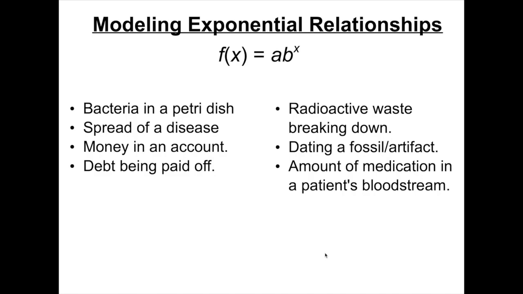So I have some examples from real life situations, and let's see if we can figure out which are growth and which are decay. Hopefully, it's pretty straightforward. So we have bacteria in a petri dish. We've got the spread of a disease. We've got money in an account. And we've got debt being paid off.